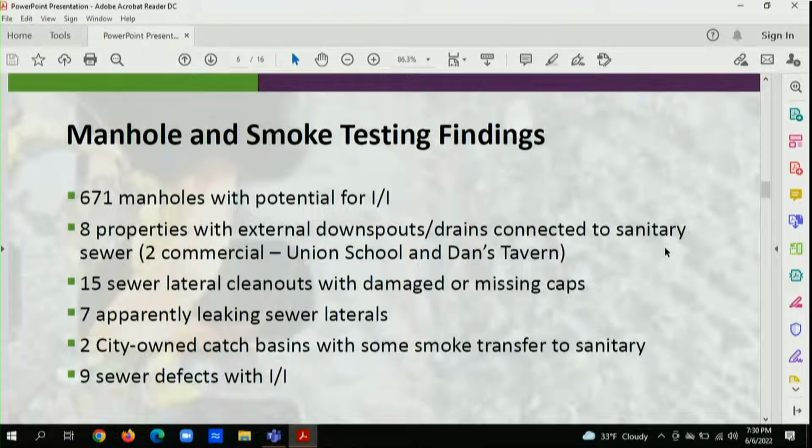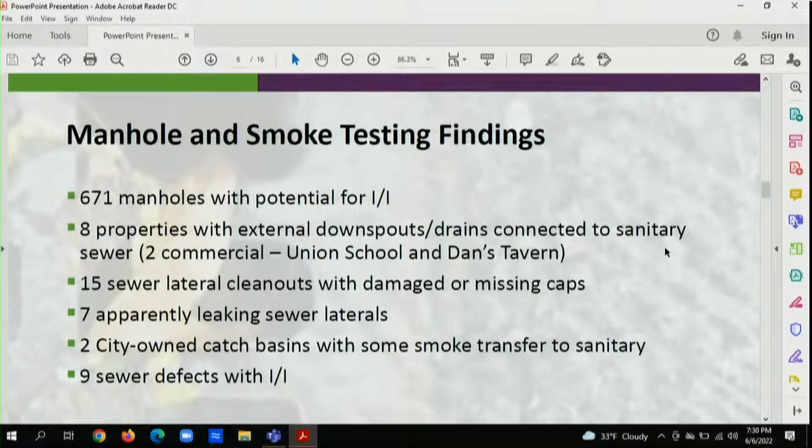We found 2 city-owned catch basins where we saw some smoke transferred between the sanitary and the storm sewer. I'll talk a little bit more about that later. We don't think that was a direct connection. We think what was happening is smoke was leaking out of the joints of the pipe. It was in very close proximity to the storm sewer, going through a short piece of soil and then entering the storm sewer. We've seen that happen in other communities. There's only 2 of those. One of them looks like it should be a relatively low-cost fix.